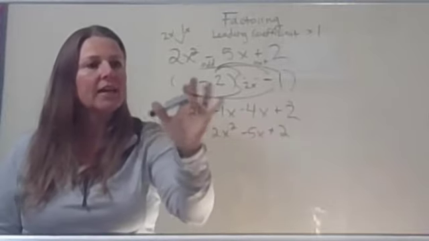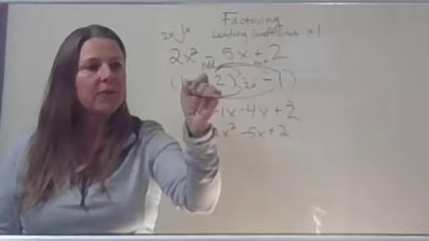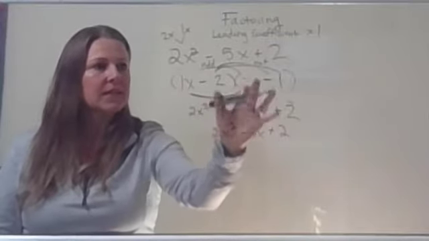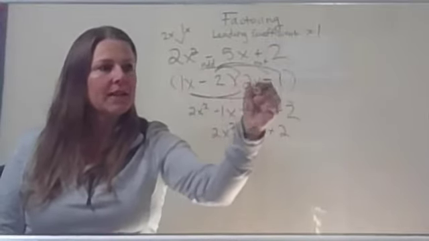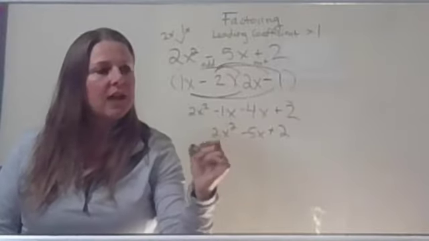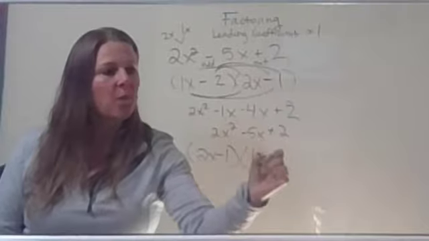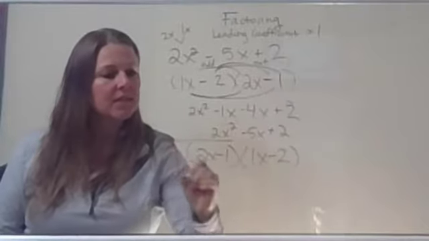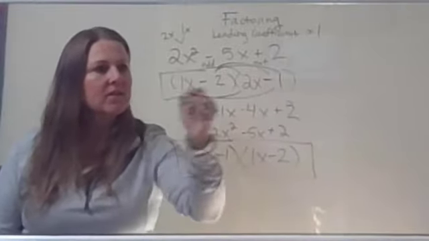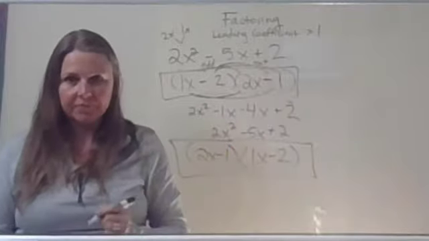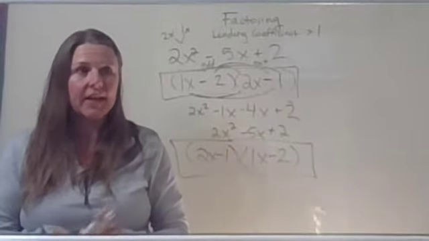So with trial and error, this factored form would be 1x minus 2 and 2x minus 1. You could have that written as 2x minus 1 and then 1x minus 2. That's a lovely answer as well. These are the same exact answer. So that's the trial and error method.